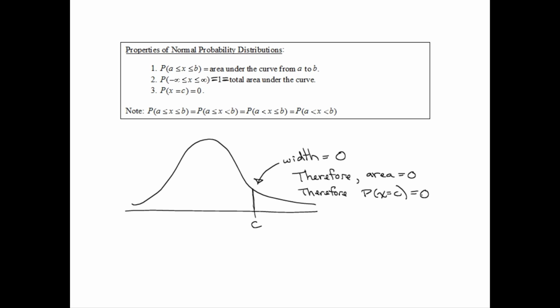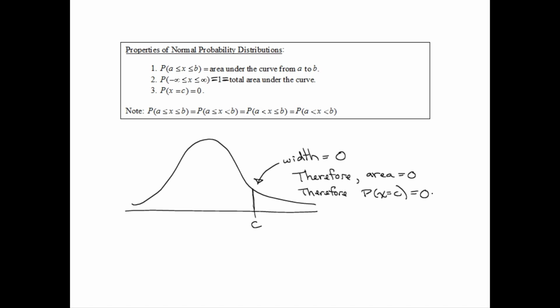What we need to do is keep in mind that our normal curve is a representation of the actual probabilities. It's the best model that we have. However, this model has the failing that when we have exact values like this, it implies that the area is 0, which is not true. We don't want this to be an impossible event.